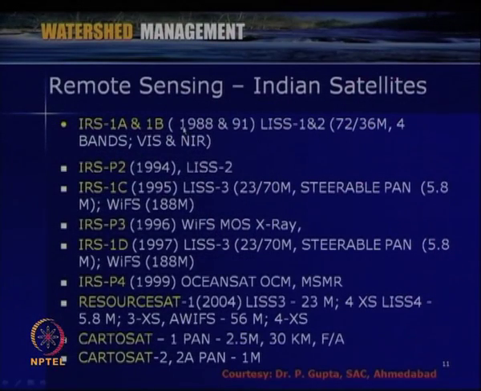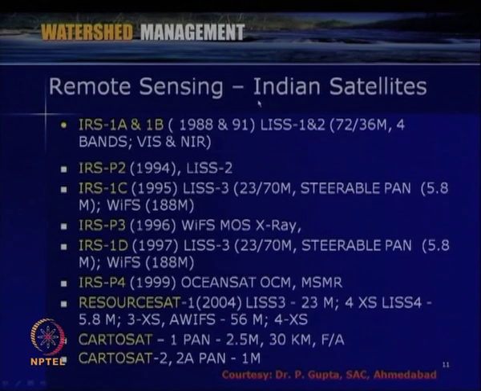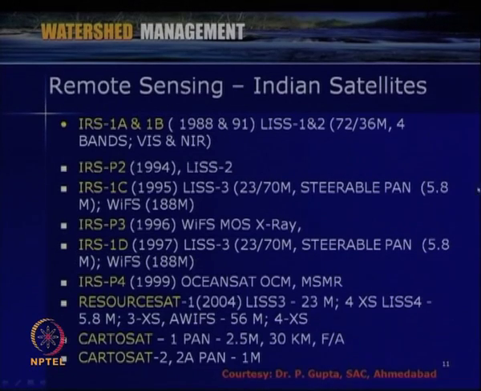So now let us look into the Indian remote sensing satellites. Here I have listed some of the important series of satellites put up by the Indian Space Research Organization, ISRO. The beginning was in 1988 with the Indian Remote Sensing Satellite 1A, then 1B was put in space, where the resolution was 72 or 36 meter with four bands. Then in 1994 IRS P2 was put up, then IRS 1C in 1995, IRS P3 in 1996, then IRS 1D in 1997, which even has a high resolution of 5.8 meter, then IRS-P4, then ResourceSat, which gives 23 meter resolution, in 2004.